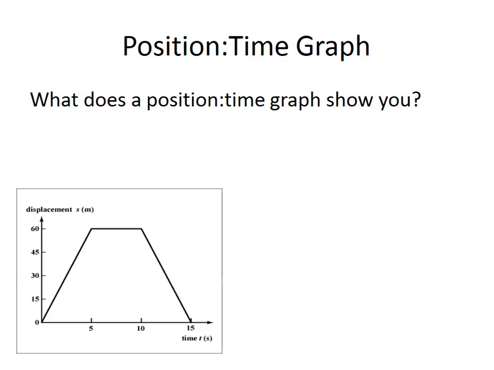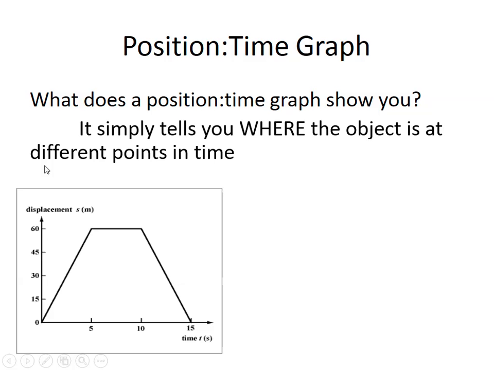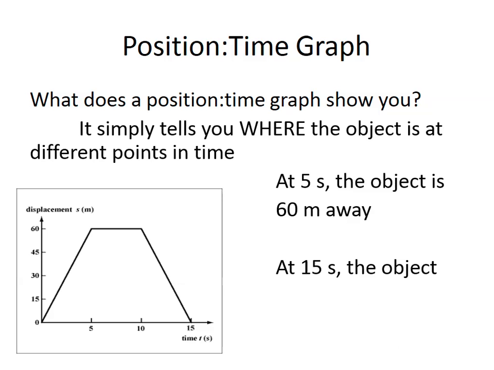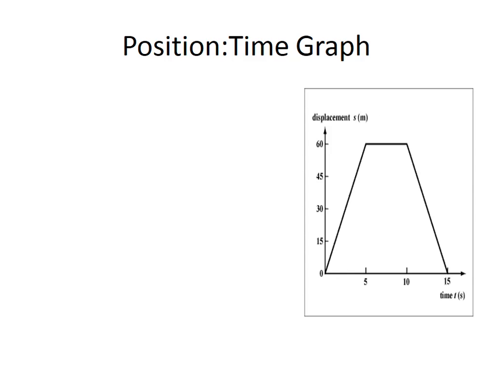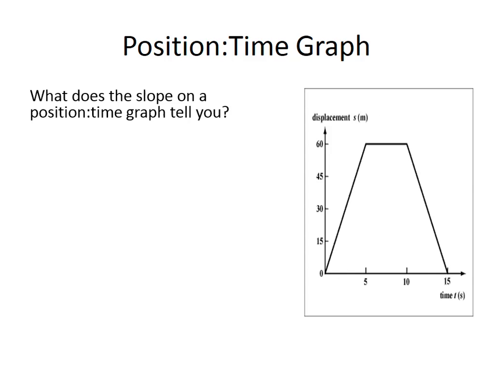Okay? So what does a position time graph show you? Okay, I basically probably already went over this. It's simply telling you where the object is at different points in time. So I've already talked about that. Okay, 60 meters away is back at 0 meters. Okay, so we already went over the distance and displacement, so that's covered there. All right. The thing is, this is the more important part.